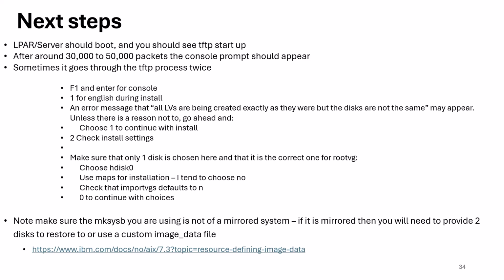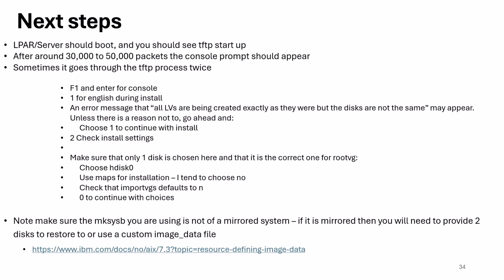It does around 30,000 to 50,000 packets, and you should get a console prompt. The other thing is, it quite often will go through that TFTP process twice, so don't freak out if it does. Then you're going to hit F1 and enter when it prompts you for the console. You're going to choose, in my case, 1 for English during the install. Sometimes you'll get an error message that says all logical volumes have been created exactly as they were, but the disks are not the same. Unless there's a strong reason not to, just go ahead. And then choose 1 to continue the install.